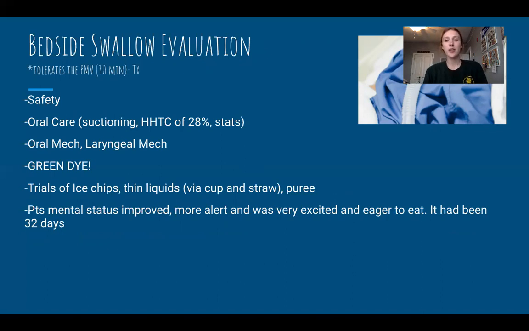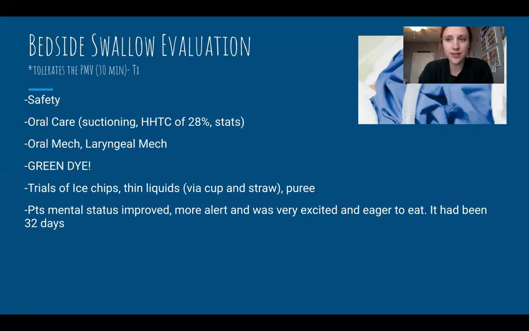During the swallowing bedside evaluation, she was also tolerating the PMV for about 30 minutes. So as we're doing swallowing stuff now, she's also tolerating the PMV. It's kind of like a double whammy when we're seeing her. We did all of our safety precautions, and then we went into oral care. Given that 640 had not eaten in a while, she definitely needed some oral care done. She actually did not even have dentition. We were waiting on that. Think of when you're sick and you have to breathe through your mouth, you get all that gunk everywhere. That's the best way I can describe it for some of these patients who have been NPO for a long time. So we did that.